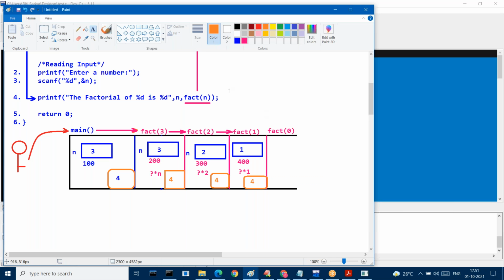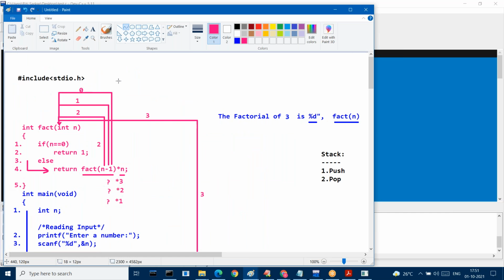So who will now start execution? Fact 0 will start execution, sir. Let's start execution of fact 0. N value is 0. If n is 0, return 1. Where to return?